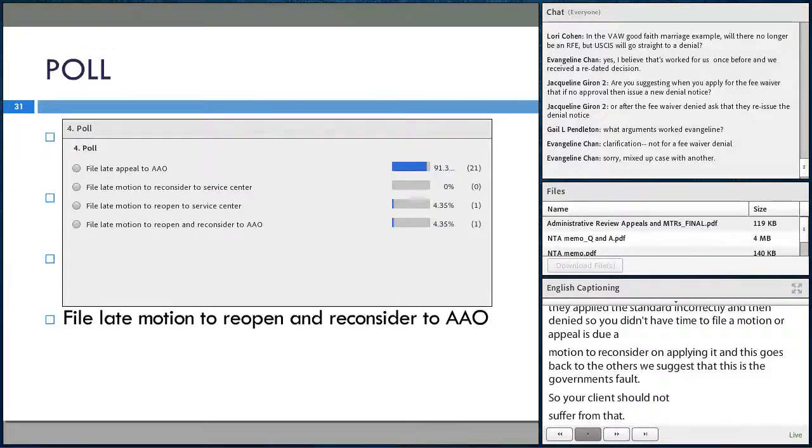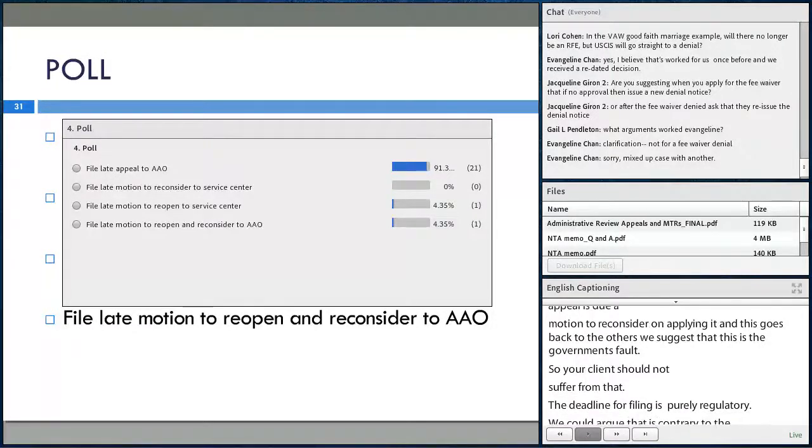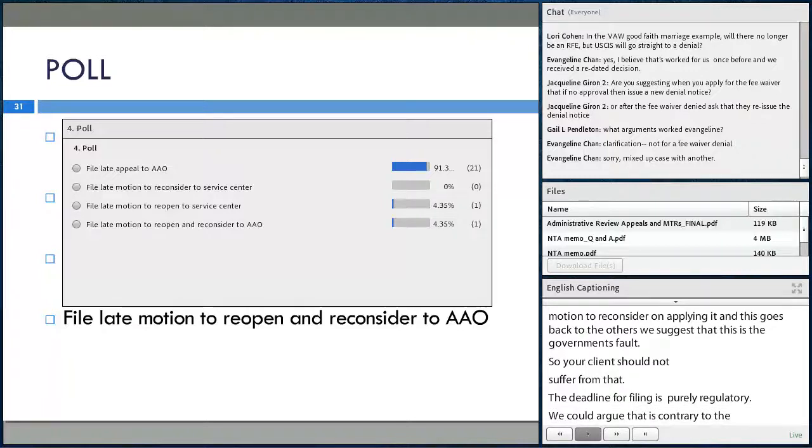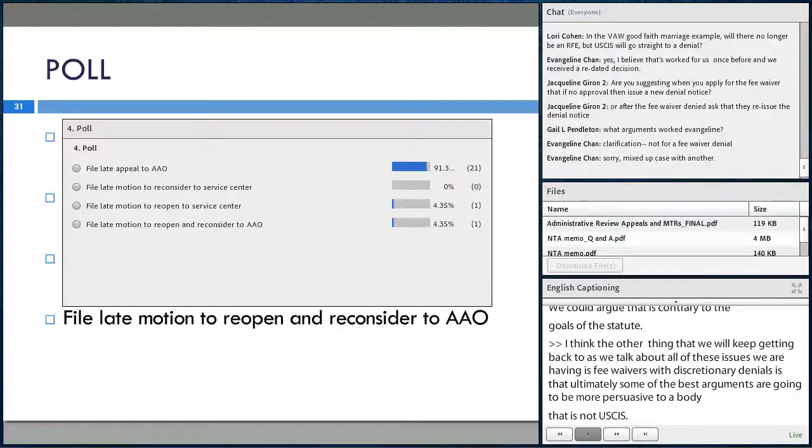So we could also argue that it's contrary to the goals of the statute if this purely regulatory deadline is preventing all these survivors Congress intended to get status from actually being able to pursue their claims. Right. And I think the other thing that we'll keep getting back to as we're talking about all of these issues that we're having with fee waivers, with discretionary denial, with all of this, is that ultimately some of the best arguments are going to be more persuasive to a body that is not USCIS. And so we'll be talking a little bit about AAO or APA claims later on. So it's something to keep in mind.